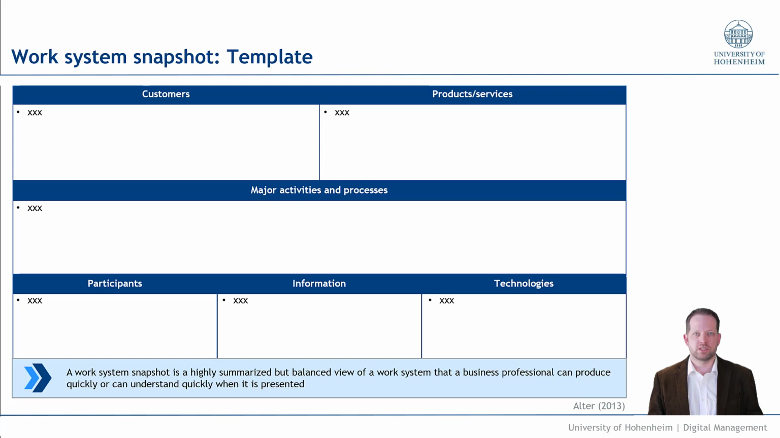Obviously, there's a lot more detail to any reasonable work system, but you can describe that elsewhere. For each of the processes and activities, you can go deeper. You can draw process diagrams, for example. For the participants, you can describe them in more detail with their roles, responsibilities, and so on. But the idea of the work system snapshot is really to have this quick overview on one page.